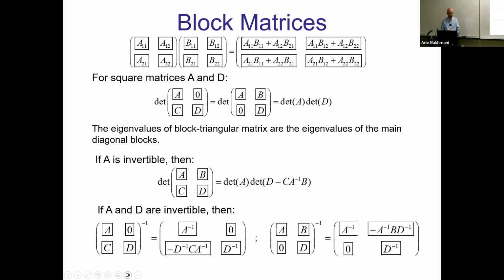More than that, the eigenvalues of block triangular matrices will sit here and there. So you don't care about what matrix C is. It doesn't matter. It's not affecting your eigenvalues at all whatsoever. So the eigenvalues of that matrix will be the eigenvalues of A and D together. Okay, you just compute them separately.